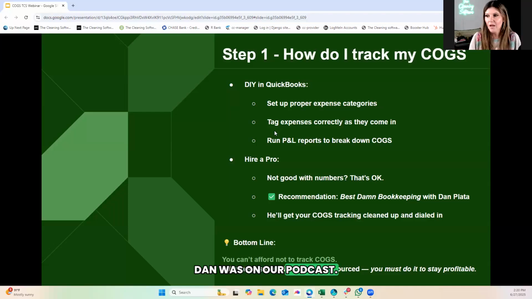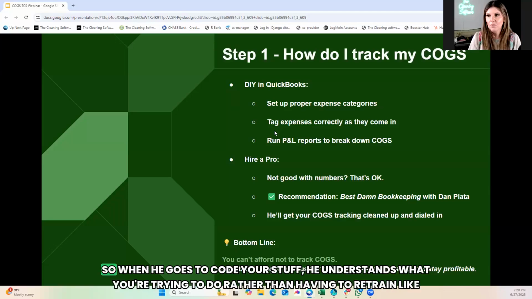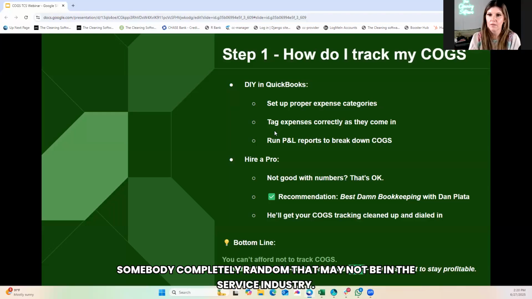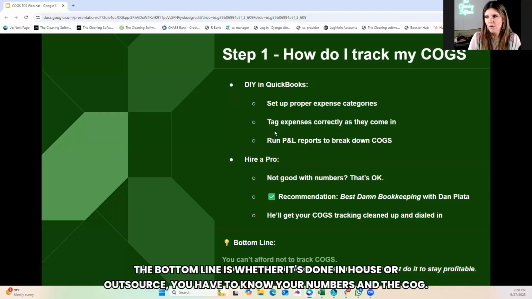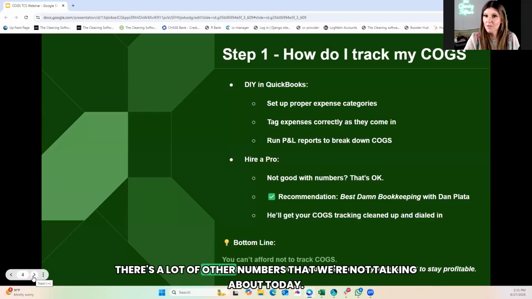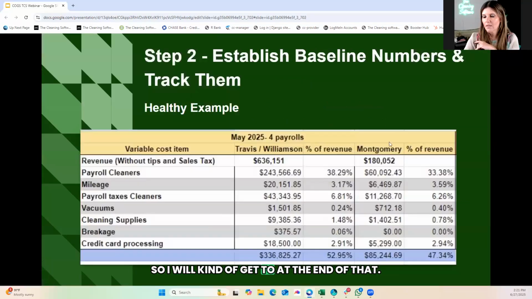Dan was on our podcast. I highly recommend Best Damn Bookkeeping. There are other bookkeeping services out there, just be careful. The great thing about Dan is that he works with cleaning services and service industry people. So when he goes to code your stuff, he understands what you're trying to do, rather than having to retrain somebody completely random who may not be in the service industry. So get with a professional, start tracking. The bottom line is whether it's done in-house or outsourced, you have to know your numbers. There are a lot of other numbers that we're not talking about today. We are solely focused on COGS. I will get to the rest at the end.